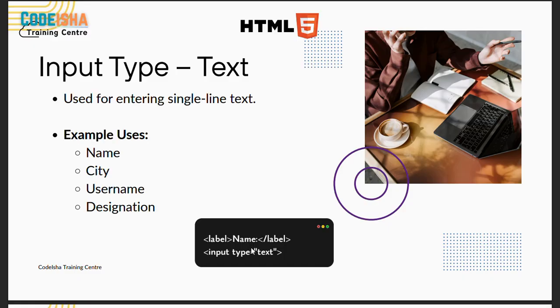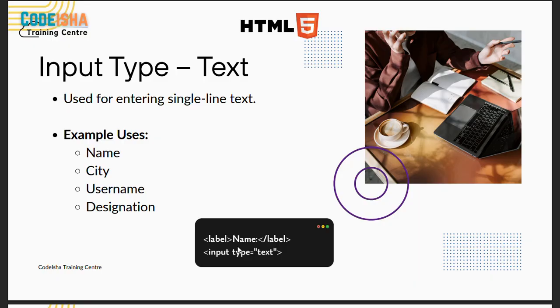Coming to the input type text, we use the text input type for entering single-line text. Simple examples are name, city, username and designation. If you need a label for a specific input field, we give it with the help of the label tag. Then we use the input tag, and with the type attribute we can decide whether it is password, text, date, time, or any other type.